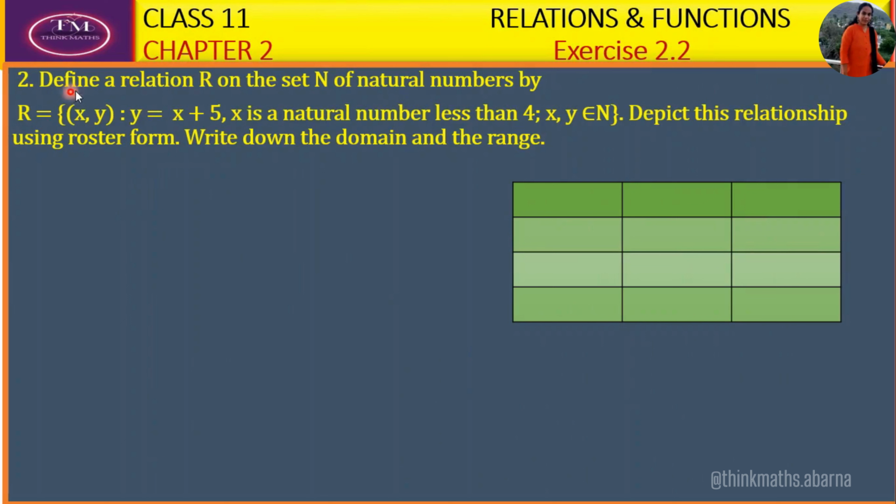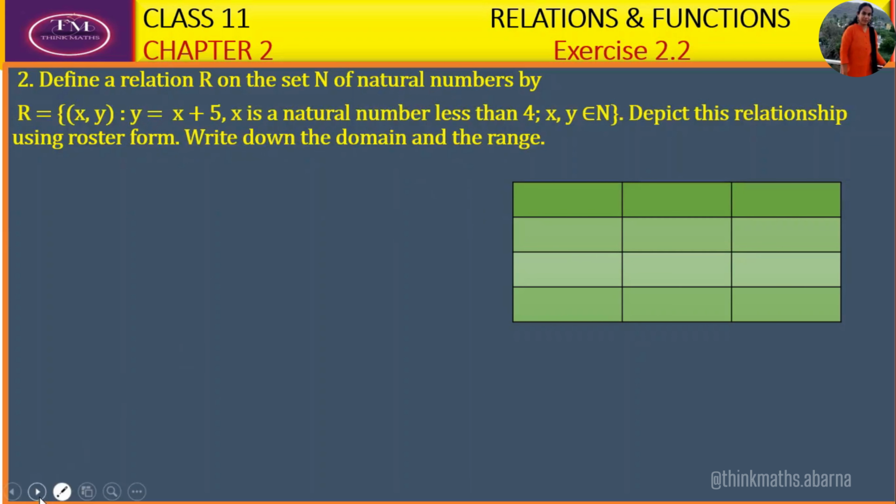Second question: define a relation R on the set N of natural numbers by R is equal to the set of all x comma y such that y is equal to x plus 5, x is a natural number less than 4, and x comma y belongs to N. That is, both x and y should be in the natural number system. Depict this relationship using roster form. Write down the domain and the range.